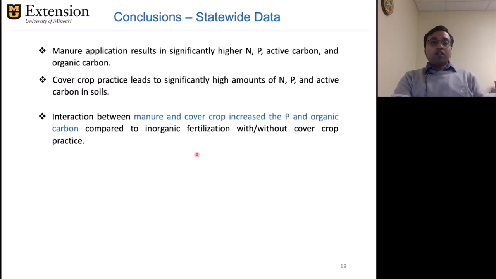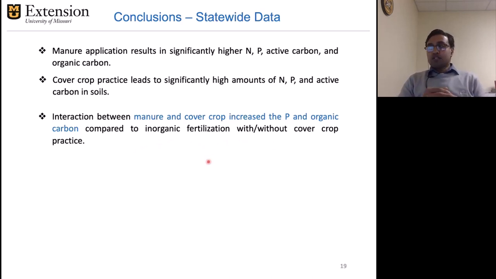So I want to conclude. This is actually from our statewide data. Manure application results in significantly high amounts of nitrogen, phosphorus, active carbon, and organic carbon. And cover crop practice leads to significantly high amounts of nitrogen, phosphorus, and active carbon in soils. And when they have some interaction, I mean, when manure with cover crop, that increases the phosphorus and organic carbon compared to inorganic fertilization with or without cover crop practice.